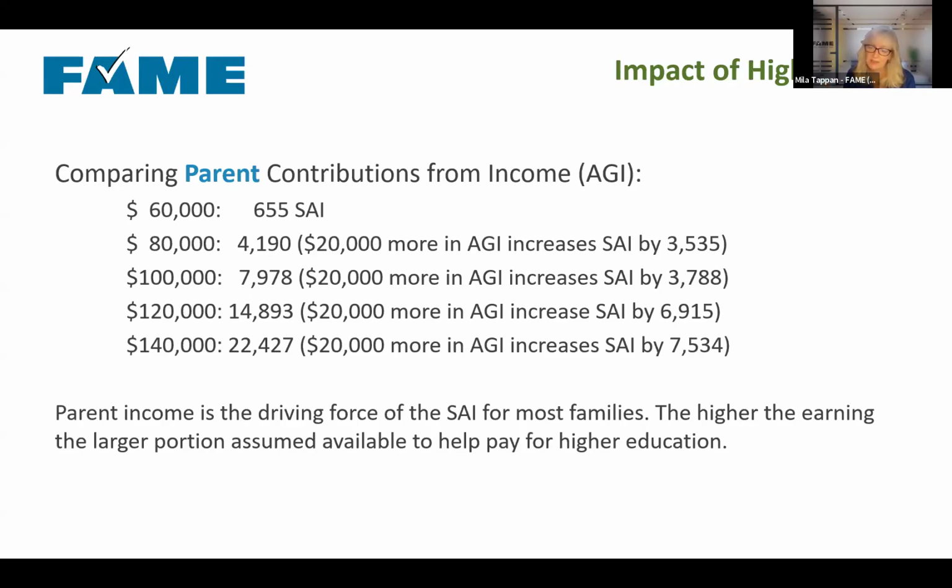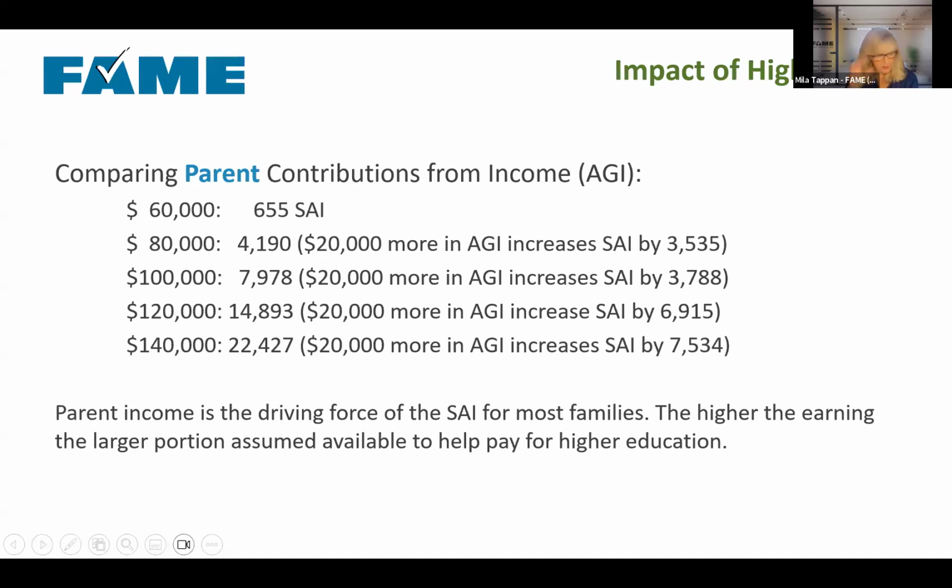So a much more significant piece of income is expected to be available to pay for higher education as the family income exceeds certain amounts. Okay, so as the family income goes up, more and more of that income is assumed available by the formula.